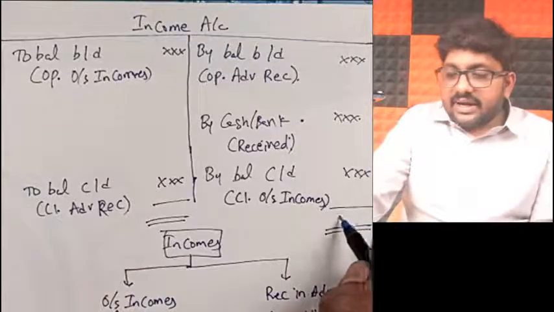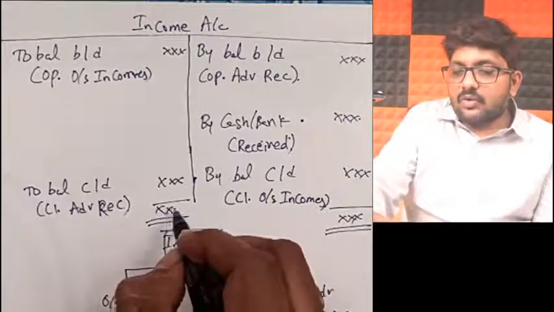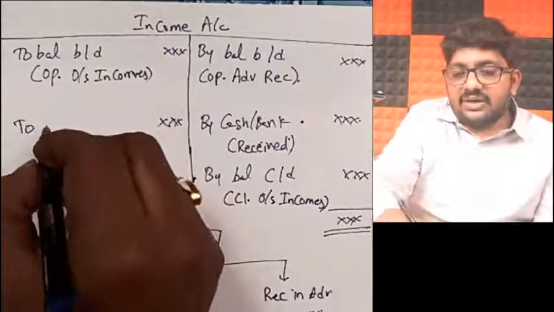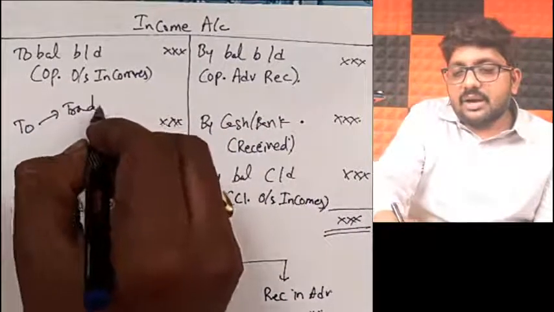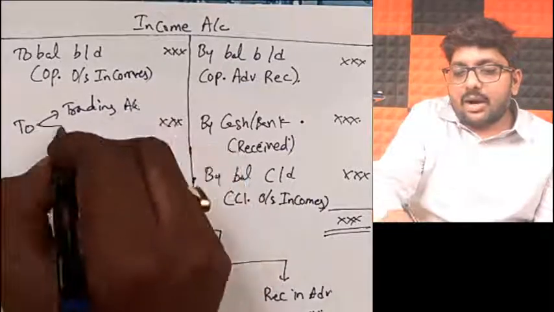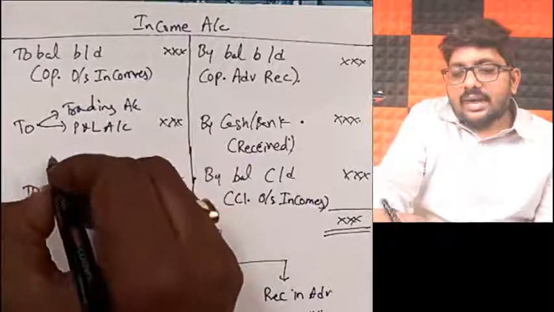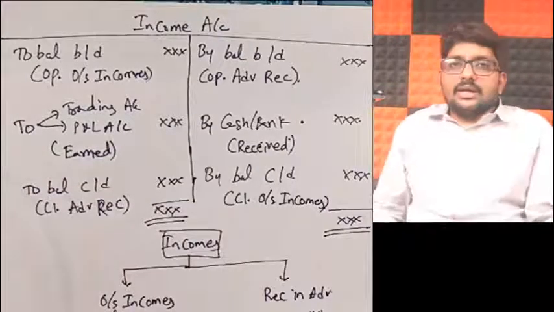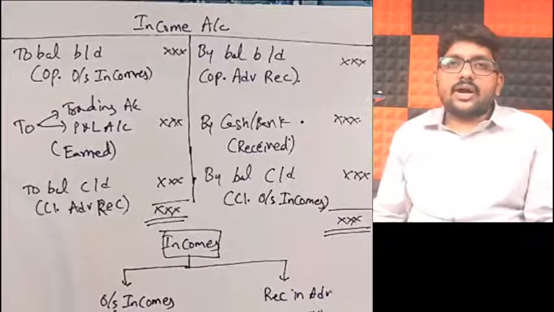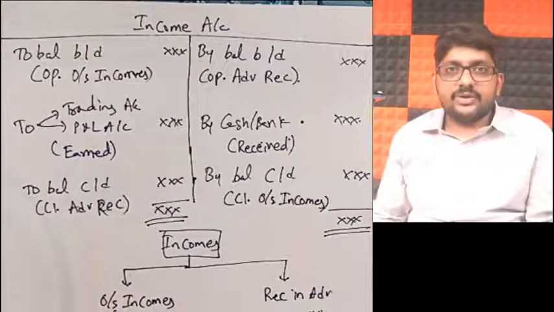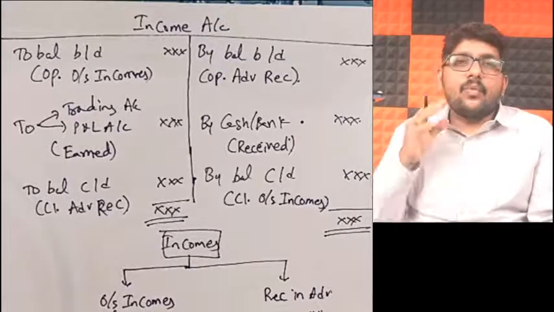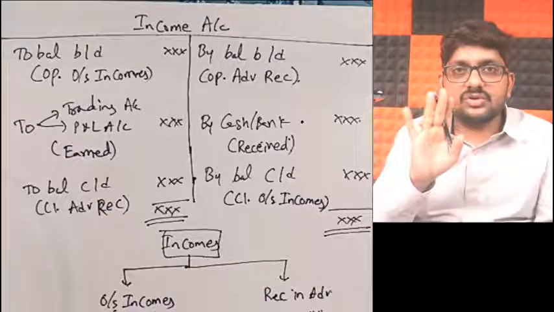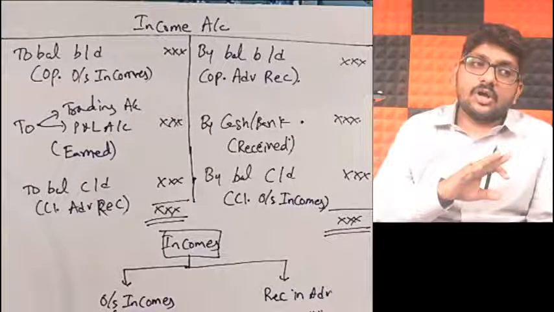After entering all these items, if you balance this account, my dear friends, this is the amount you will get as a balancing figure. That amount I will transfer either to the trading account or to the profit and loss account as earned during the year. So what you need to understand is, as per the accrual system, how do I take the opening and closing balances? You have to be very, very careful with this, both in incomes and expenses.